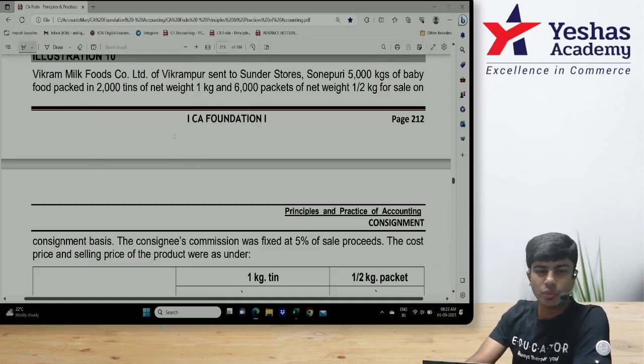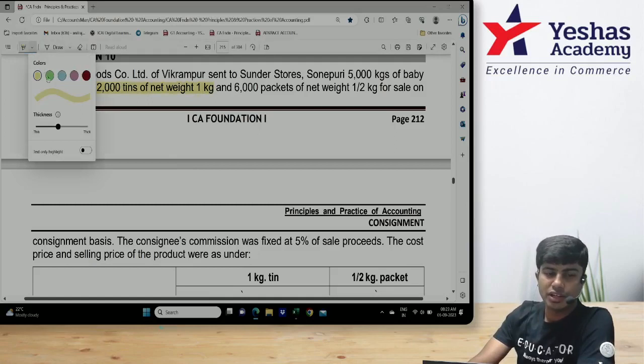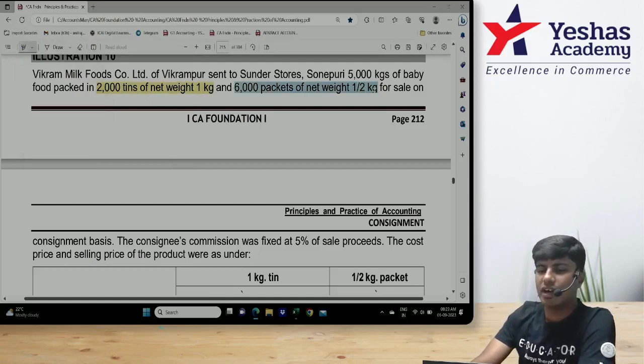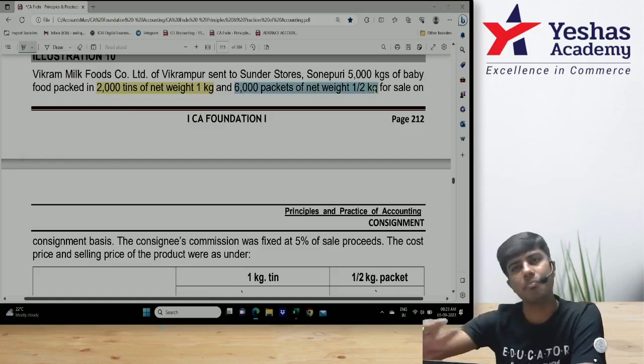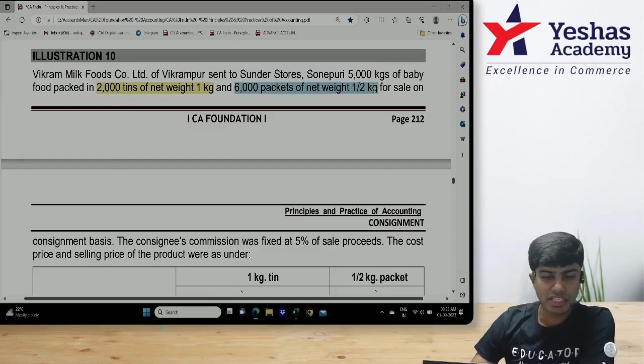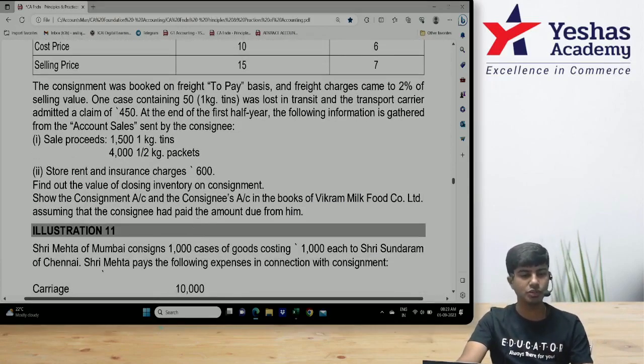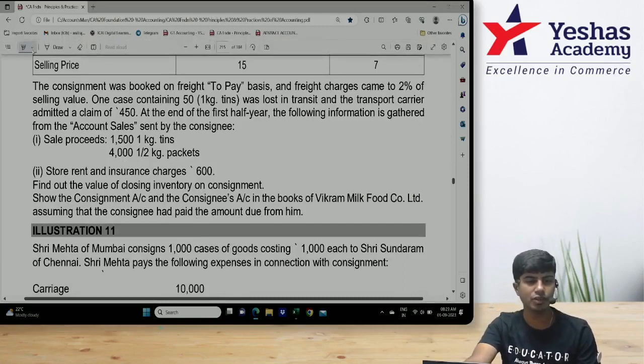They are giving it in two varieties: tins and packets. 2000 tins of net weight 1 kg and 6000 packets of net weight half kg. If it is half kg, they are giving a packet; if it is 1 kg, they are giving a tin. For sale on consignment basis, the goods are sent. Come to the last line. What do they want us to do?